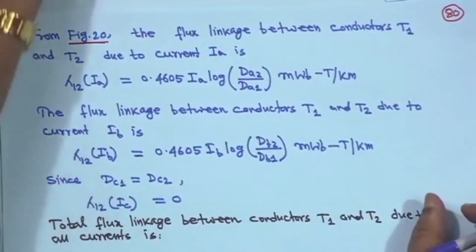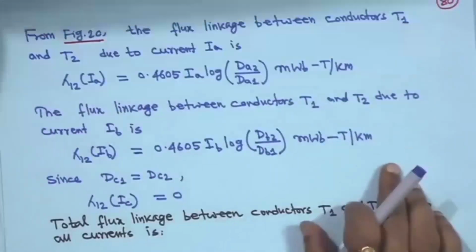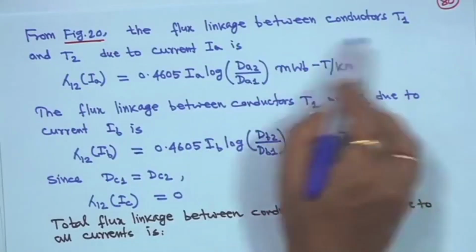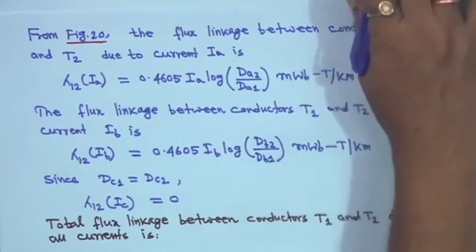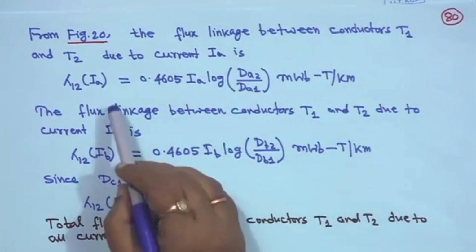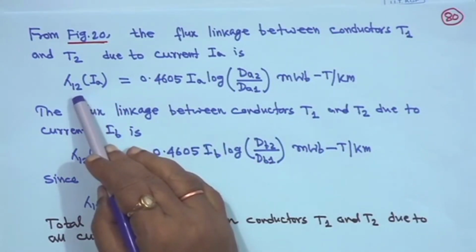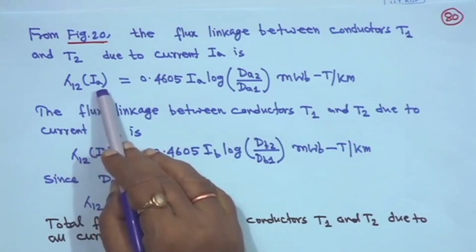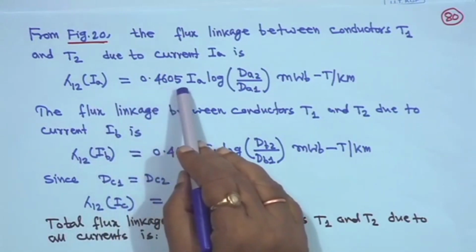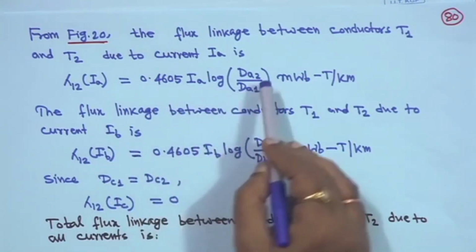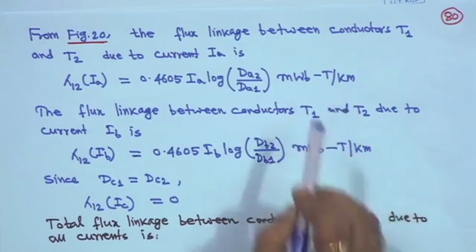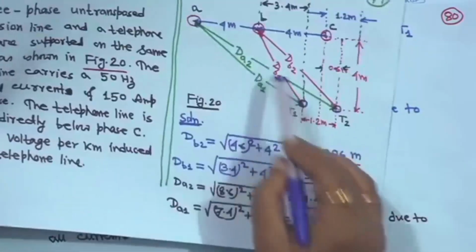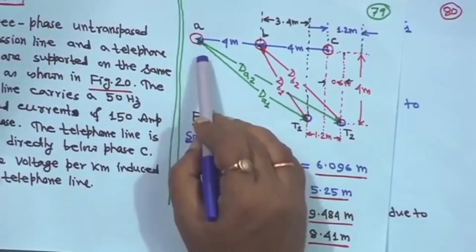From figure 20, this is your figure 20, the flux linkage between conductors T1 and T2 due to current IA, where T1 and T2 are the telephone lines. The same formula you will use: lambda 12, the flux linkage between conductor T1 and T2 due to current IA, is equal to 0.4605 into IA into log dA2 upon dA1 milliweber turns per kilometer, right.